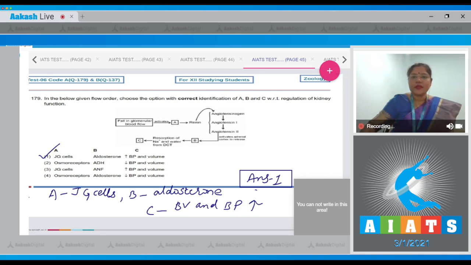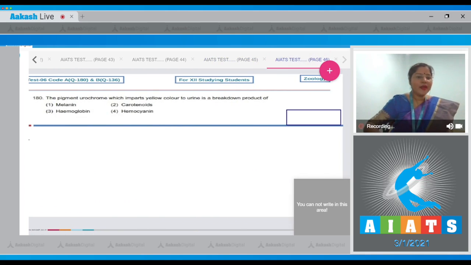Let's move on to the next question, and this is last question of zoology section, that is question number 180. The pigment urochrome, which imparts yellow color to urine, is a breakdown product of, and the options given are melanin, carotenoids, hemoglobin and hemocyanin. Urochrome is formed by the breakdown of hemoglobin. So correct answer to this question is option number 3.